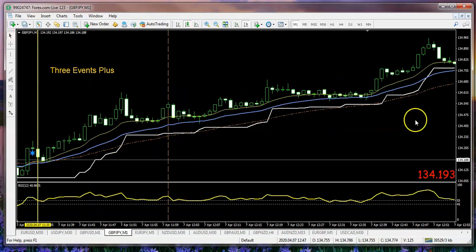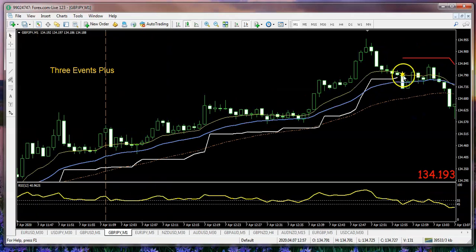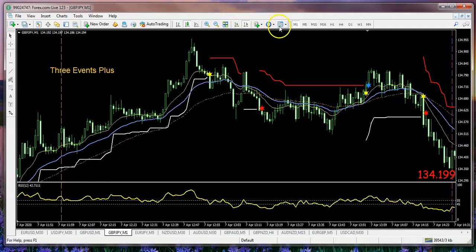Never really challenged the chandelier at all until we got up into this area, which is the rollover I'm going to show you in just a minute. Now we're going to take a look at Thailand. One of my favorites, actually.